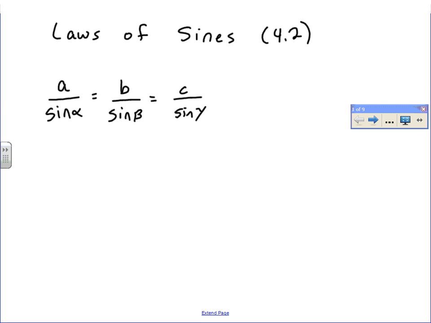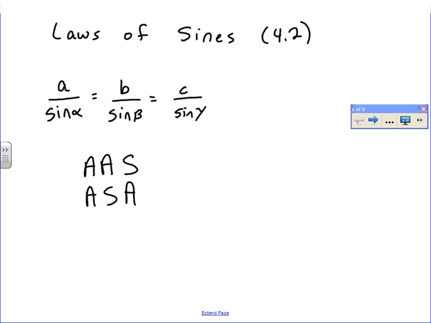Okay. Now, the idea is we take the information that we know and fill it in, and we just cross multiply to solve for the stuff that we don't. It's real simple. Now, the cases that you use for laws of sine would be if you're given two angles and a side. So that would be angle, angle, side, or angle, side, angle.